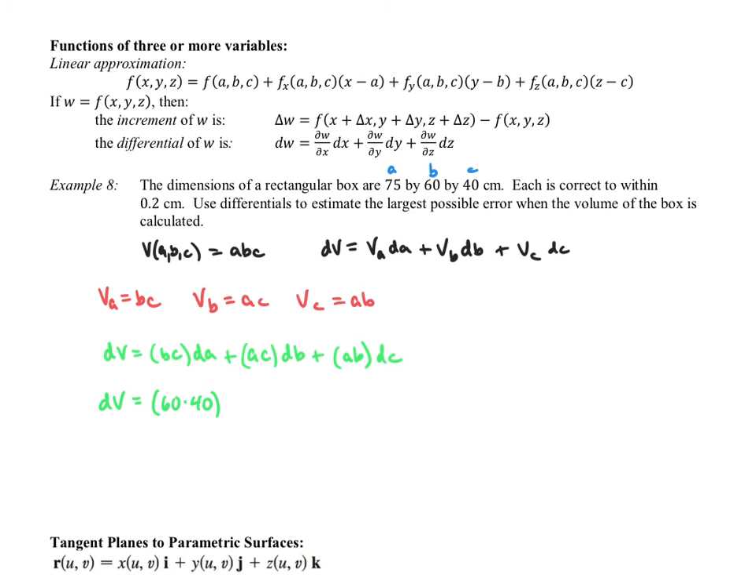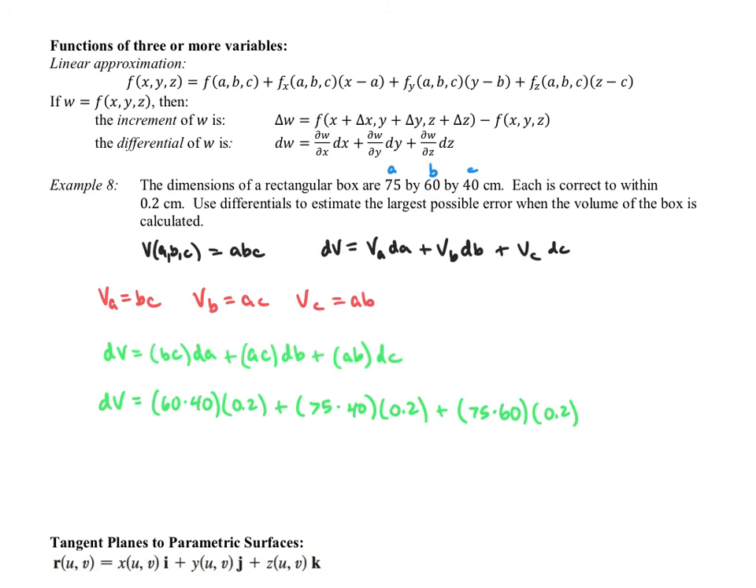And actually, maybe instead of having so many decimals and multiplications, we'll just do that. A is 75 times C is 40, and that one varies by 0.2. And then 75 is A times 60 is B, and that one varies by 0.2. Okay, I think I have all the elements. I'm just double checking here.